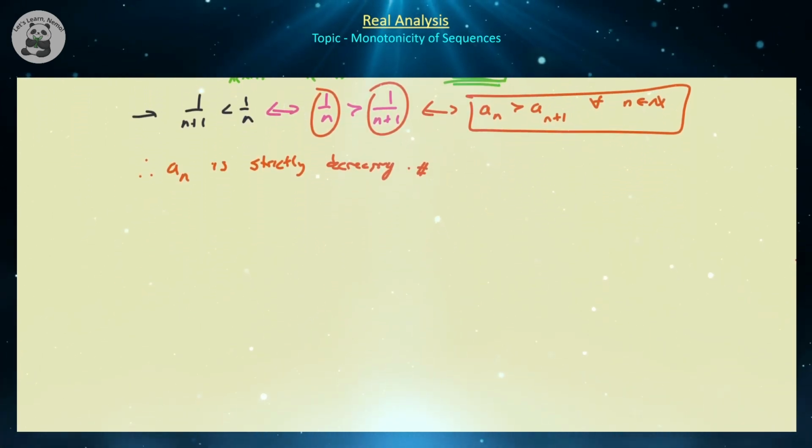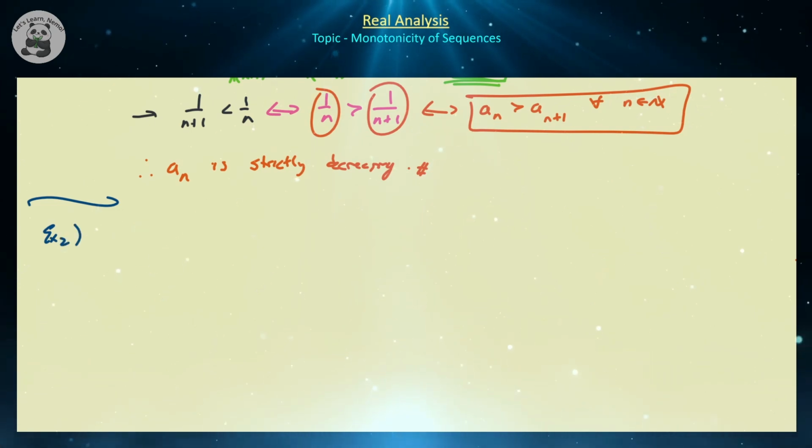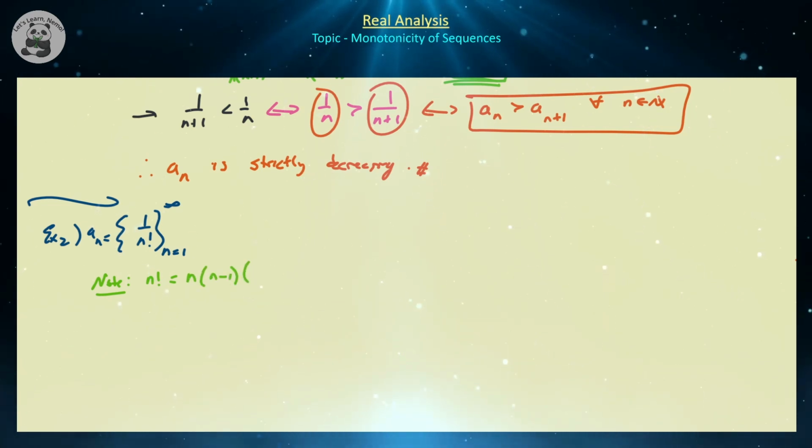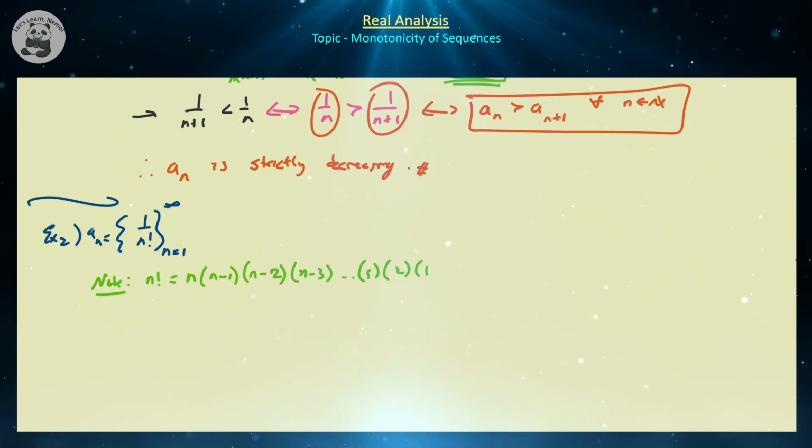Let's see if we can do another one that also has quite a few applications. Let's look at the sequence 1 over n factorial, and let's call that again an. And as usual, n is going to range from 1 to infinity. So this is going to be similar to 1 over n in the sense that this is a strictly decreasing sequence. So just a couple notes in case you don't remember anything about factorial. N factorial is equal to n times all of its preceding natural numbers: n times n minus 1 times n minus 2, n minus 3, all the way down to 3 times 2 times 1.